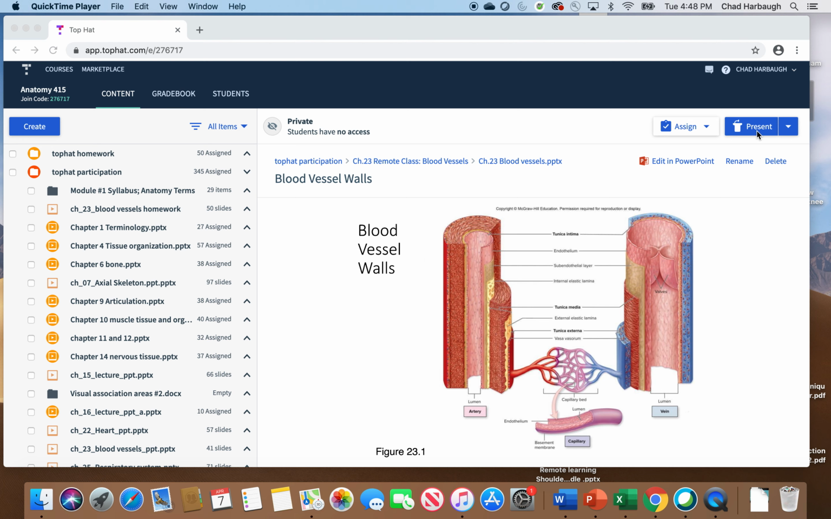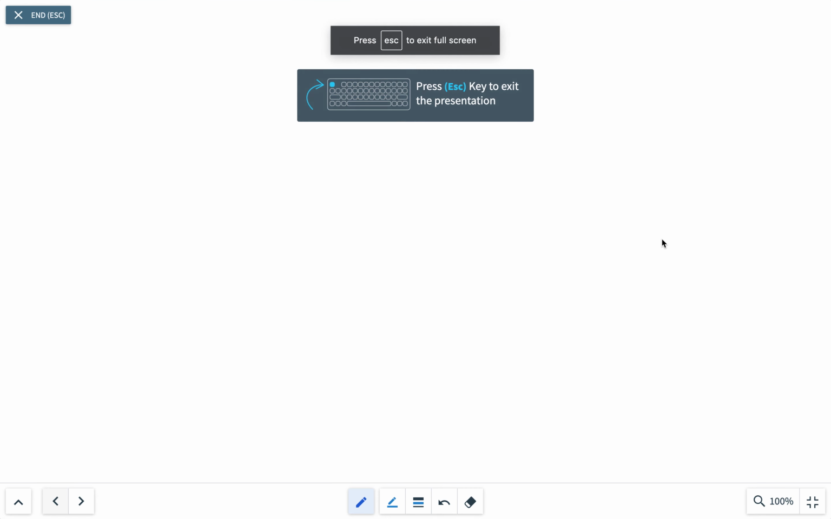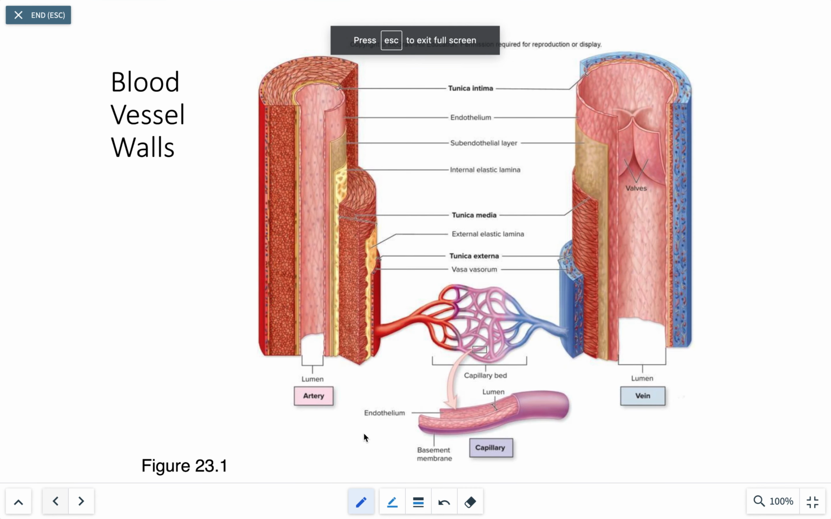Today's lecture will be on chapter 23, the blood vessels. So starting out the presentation, the first thing that we should look at is the structures of the arteries and the veins. There's many similarities to these. There's just some slight differences which we'll point out.